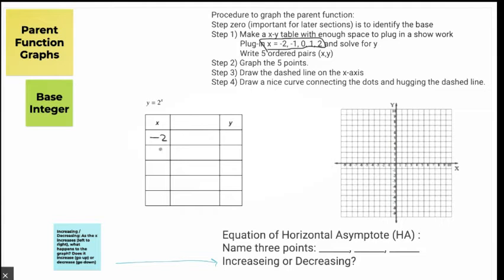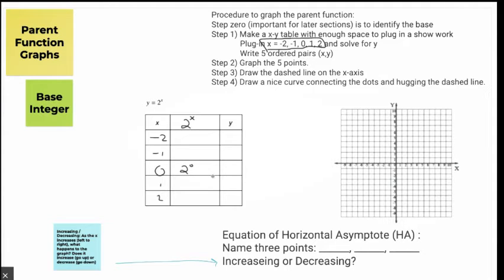x of -2, -1, 0, 1, and 2. Always and forever when we're talking about parent function graphs. Now, we're going to do 2 to the x. Now, we just did a lot of practice of plugging in an x. Now, I'm going to be smart here. Most people make mistakes when we get into negatives, so I'm going to start where it's kind of easy. 2 raised to the 0.